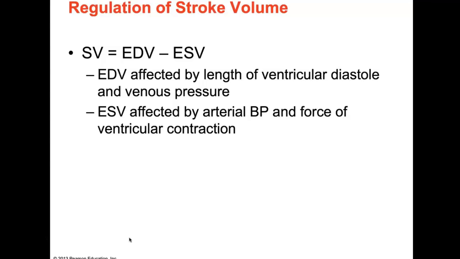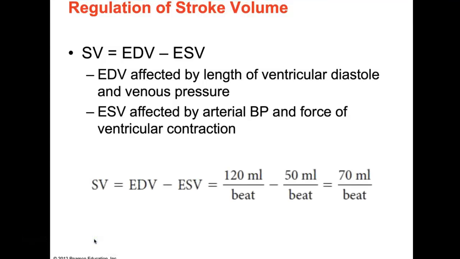So if we look at this mathematically, stroke volume represents the difference between end diastolic volume, or EDV, which is the amount of blood that collects in a ventricle during diastole, and end systolic volume, or ESV, which is the volume of blood remaining in a ventricle after it has contracted. End diastolic volume, therefore, is affected by length of ventricular diastole and venous pressure, whereas end systolic volume is affected by arterial blood pressure and the force of ventricular contraction.